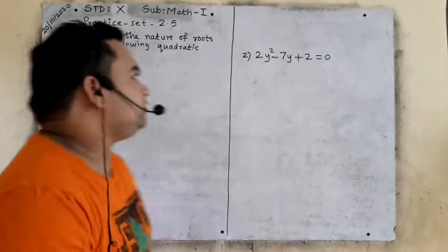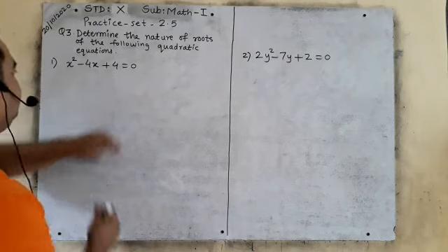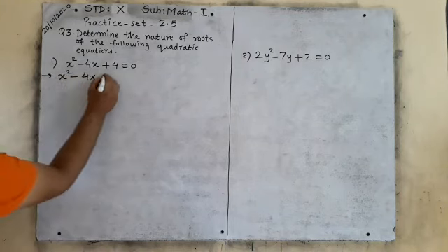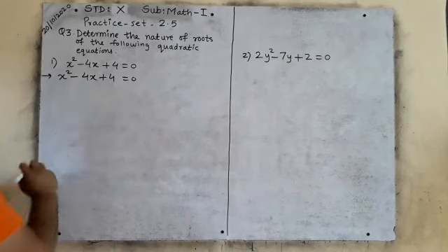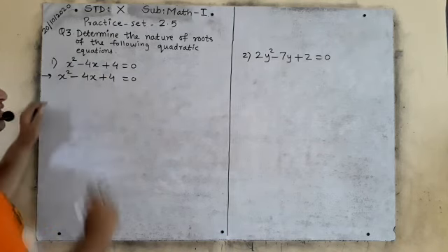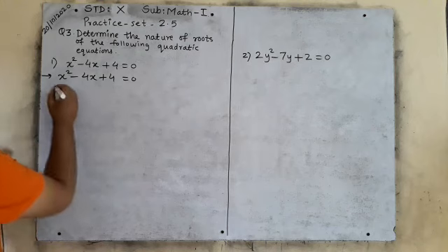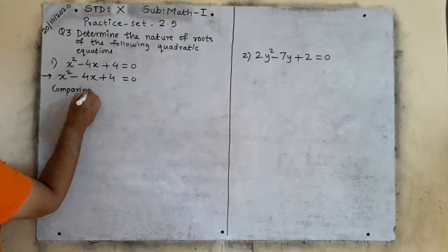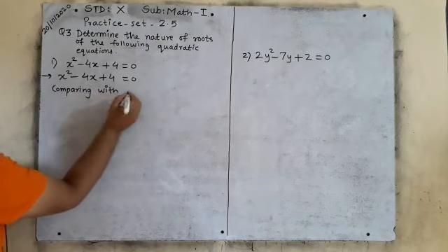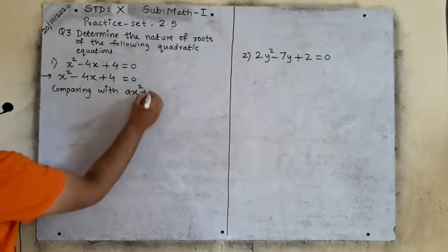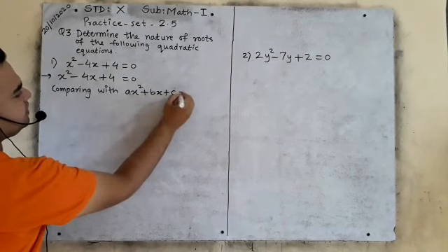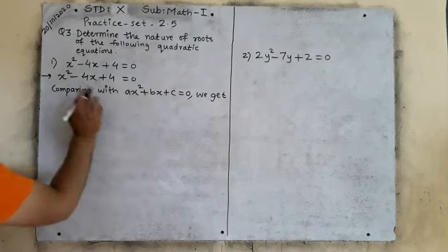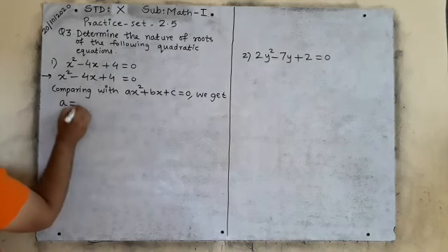Okay. So please look at the board. The question is given to you. First you will copy the question as it is: x square minus 4x plus 4 is equals to 0. Okay. This is in the general form. Yes. So now you will compare it with the general form. Comparing with ax square plus bx plus c is equals to 0, we get, this is a general form of a quadratic equation.